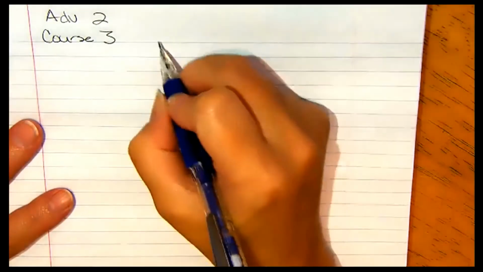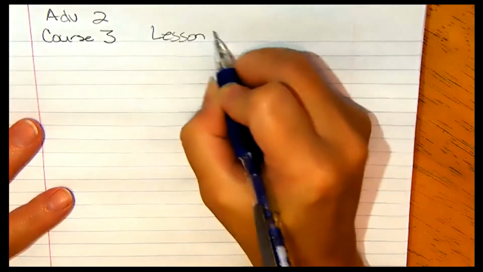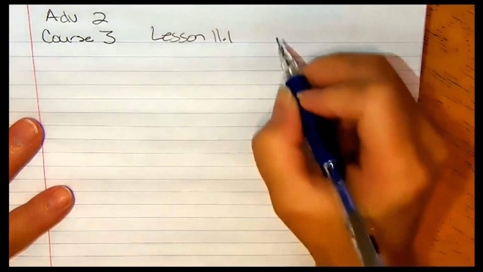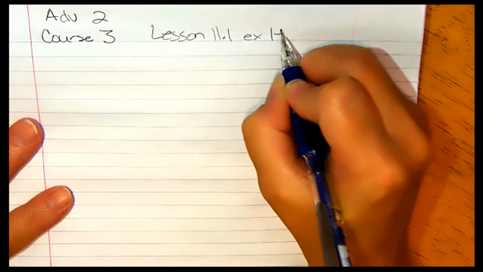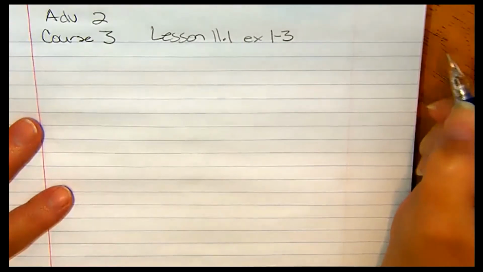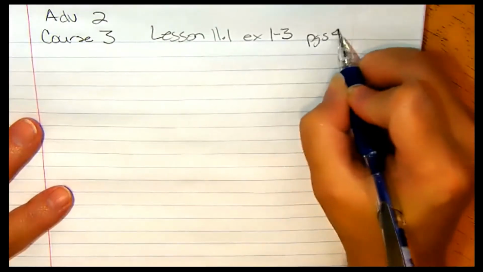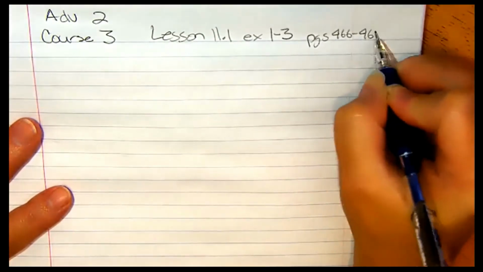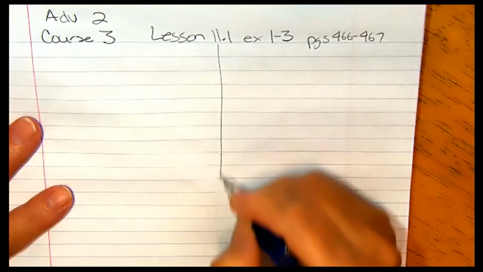Okay, if you are in Math 8, we are working from the Course 3 textbook. If you are 7 Excel, you're working in the Advanced 2 textbook. We are working on lesson 11.1, examples 1 through 3, pages 466 to 467.